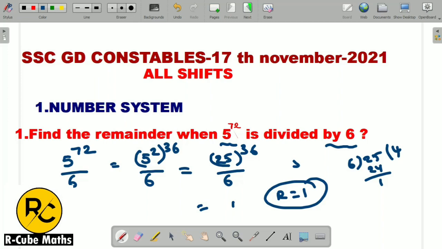So observe here, when 25 is divided by 6 we get remainder 1. So 25 power 36 means 25 into 25 into 25, 36 times. When 25 is divided by 6 we get remainder 1, so 25 into 25, 36 times, means we get 1 into 1 into 1, 36 times. So finally we get 1 as remainder. So the answer is 1. Right, next question.